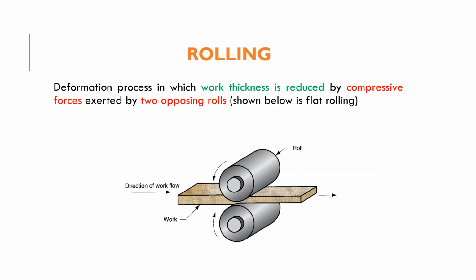Now let us look into the rolling process first. The rolling process can be defined as the deformation process where you reduce the work thickness by the compressing forces exerted through two opposing rolls, for example, like in the picture below. This is the schematic diagram for the rolling process. As you can see, the metal goes through two rollers, and the thickness of the part will be reduced.